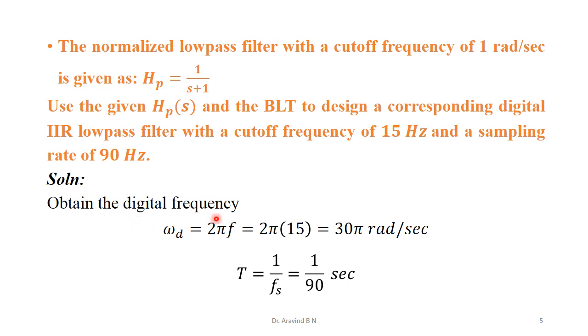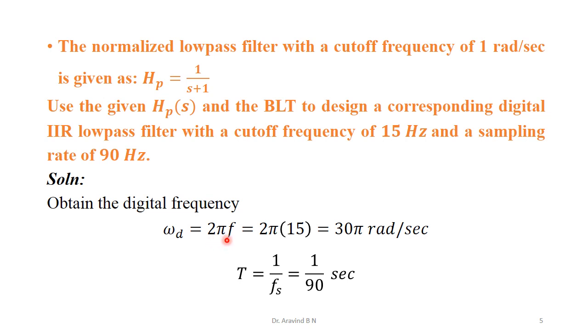First, obtain the digital frequency. Omega d is equal to 2 pi f. The data must be in terms of radians per second, but in this case it is given in terms of Hertz. Therefore we need to convert that into radians per second, so we are going to make use of this formula. In case this value is given in terms of radians per second, then this step is not required for us. Now in terms of Hertz it is given, so we need to make the conversion.